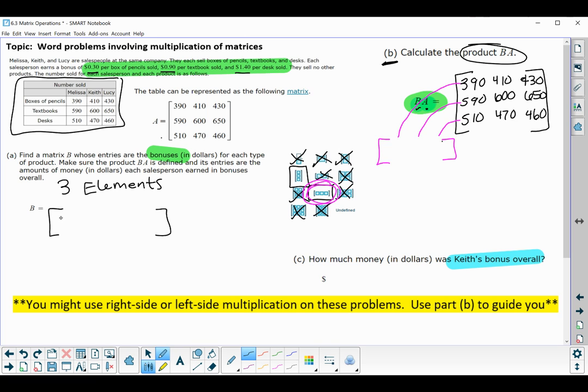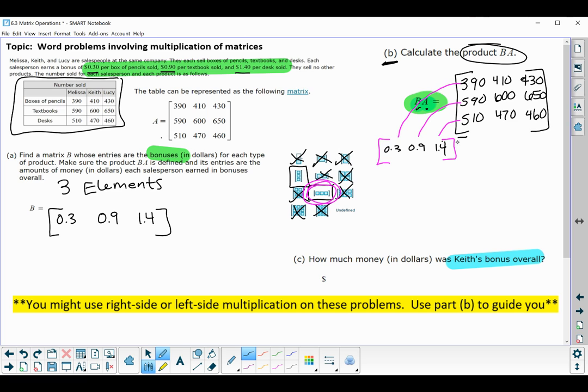So for B, we're going to put the 30 cents for pencils as our first element, the 90 cents for the books as our second element, and $1.40 for the desks. And you can leave those zeros off on the end. So that's matrix B. So part A is done now, and now we can do the multiplication in part B with the matrix that we just created.